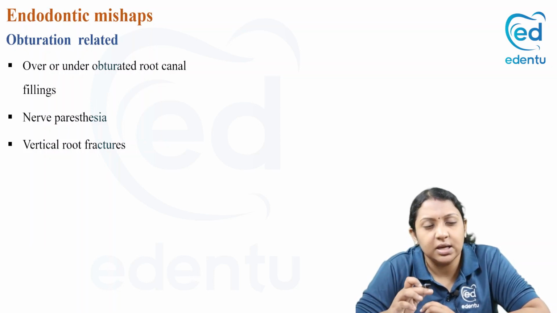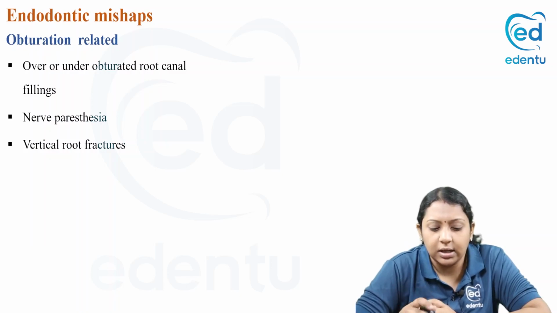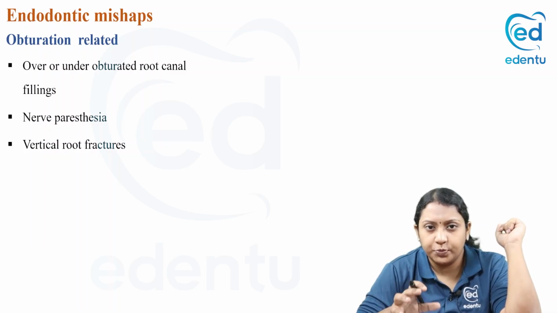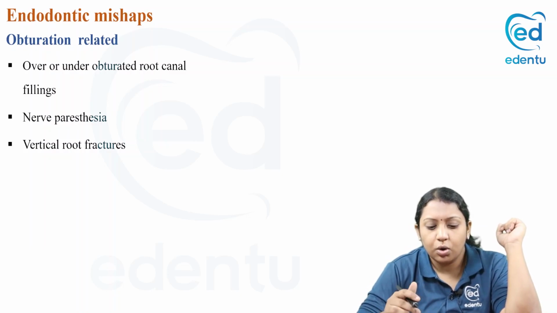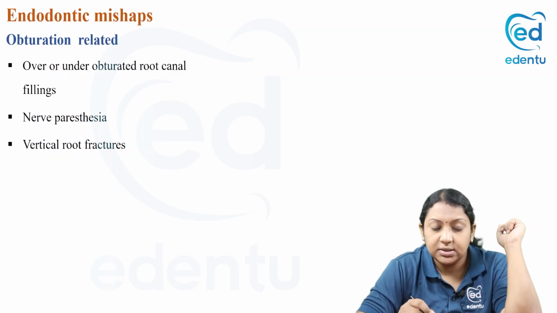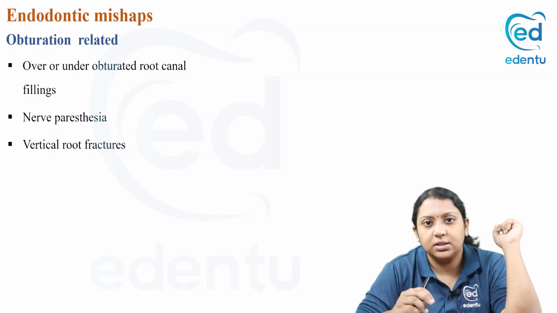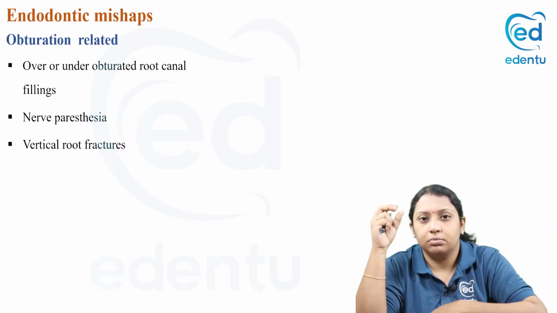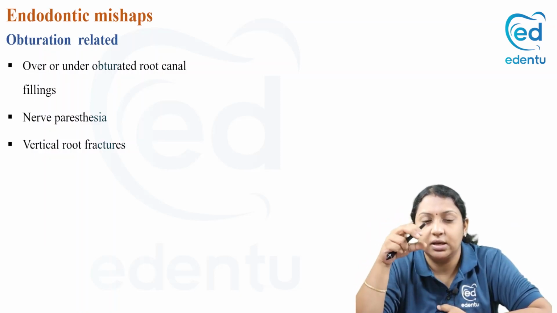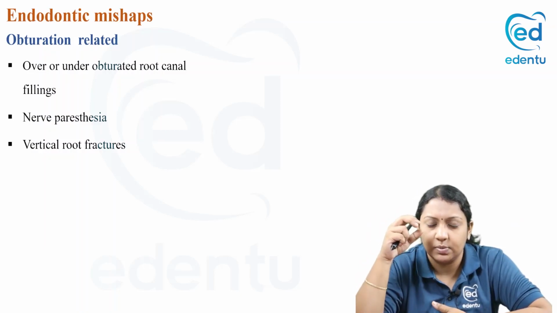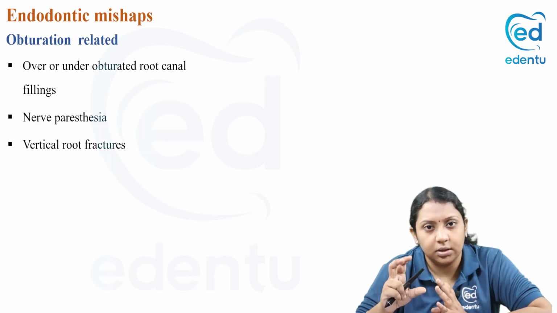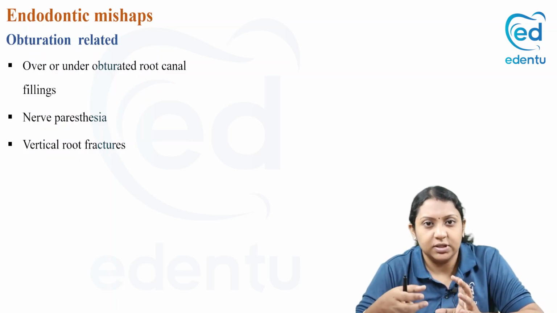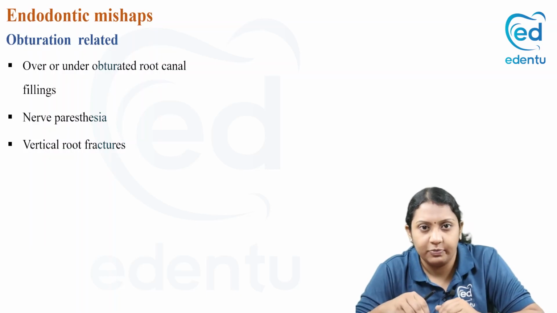Proper use of irrigants and sequential use of instrumentation can lead to proper obturation. So the main obturation related problem is mainly over or under obturated root canals. Next is nerve paresthesia. Again, this nerve paresthesia can occur because of the filling material, because of the component release from any of the sealers or the core material, that means the GP. The components released from the sealer can cause nerve paresthesia.